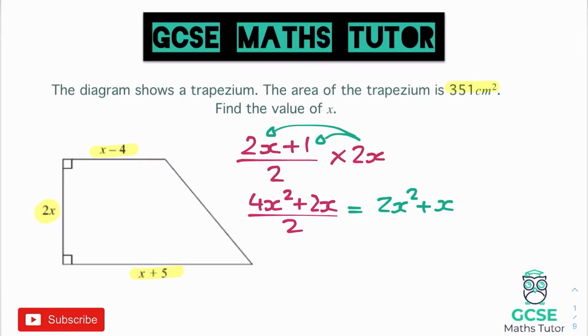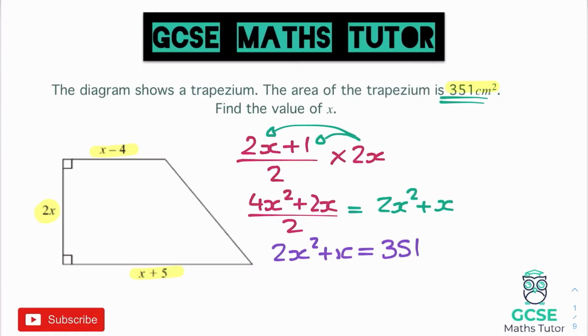Now this is where we form our equation, because we've got our expression for the area there, 2x squared plus x, but we need to set that equal to the actual numerical area that we've been given here, which is 351. And that's going to form our equation. So now that we do that, we've got 2x squared plus x, and all of that is equal to 351.